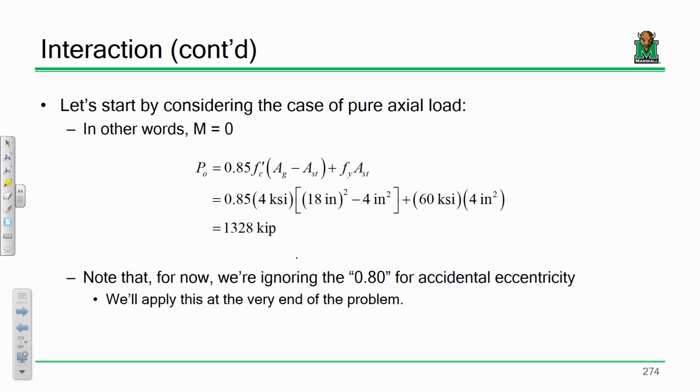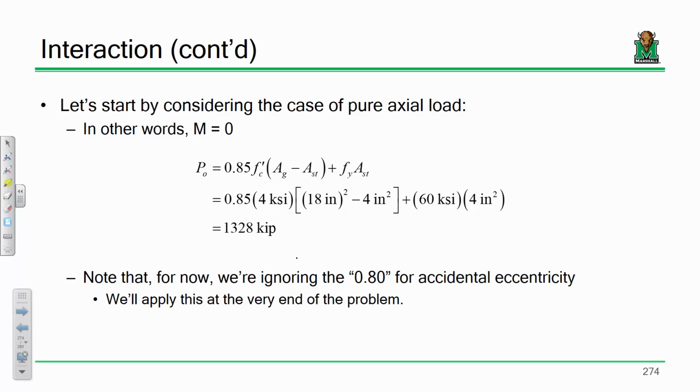So what I want to do is start defining points on this curve and plot that out, okay? So let's start off with the case of just pure axial load. If there's pure axial load, there's no bending moment, the bending moment equals 0, okay? How do I determine the maximum axial load that this column can take? Well, it's this right here. You all should be very familiar with this expression. We've been using it very, very recently: 0.85 f'c times the area of the concrete plus Fy times the area of the steel.